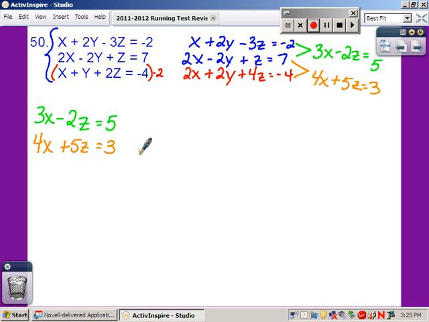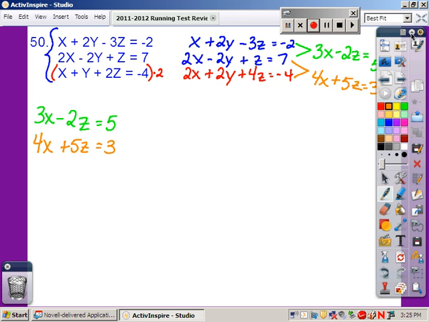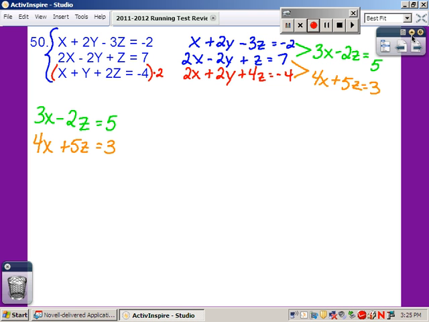See, the problem is you want to cancel something again, but in this case, neither equation really has something easy to cancel. So, you know, I could choose to cancel the x's or the z's. It really doesn't matter. I think I'm going to cancel the z's because I see a negative and a positive here that if they were the same number, I could get them to cancel. So I'm just going to multiply this one by 5 and this one by 2.